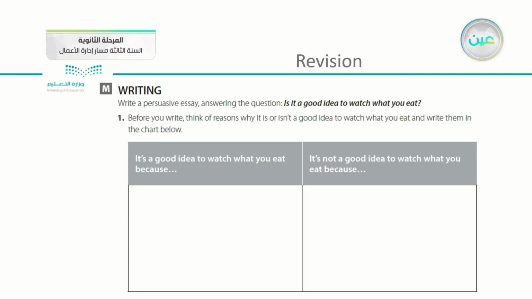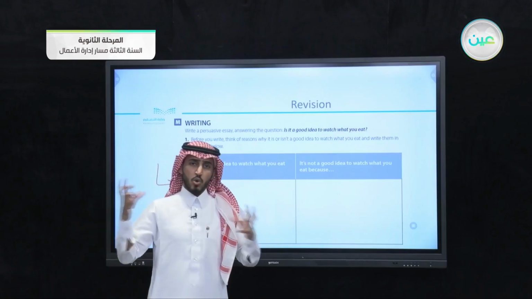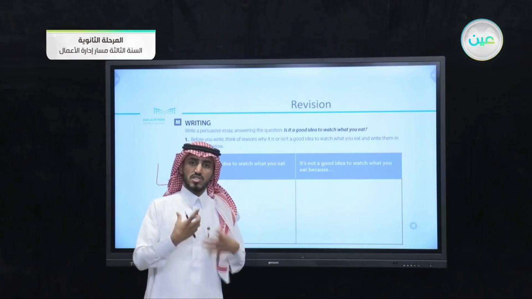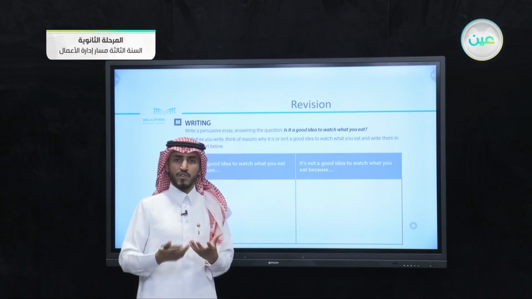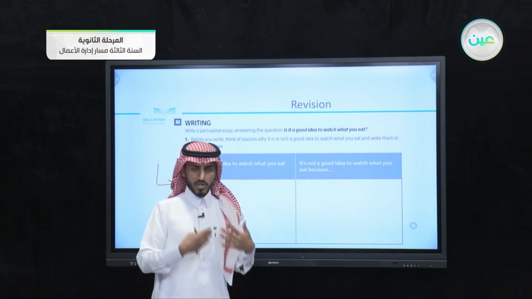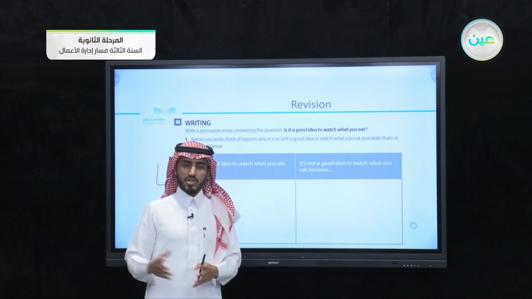Here we have another example from the workbook on page 28. Exercise M. Write a persuasive essay answering the question, is it a good idea to watch what you eat? Before you write, think of reasons why it is or is not a good idea to watch what you eat and write them in the chart below. We have the same situation here: a question, is it a good idea to watch what you eat? And two stances. Which one do you pick? You can use this as an exercise, as practice before writing the persuasive essay in the student's book.